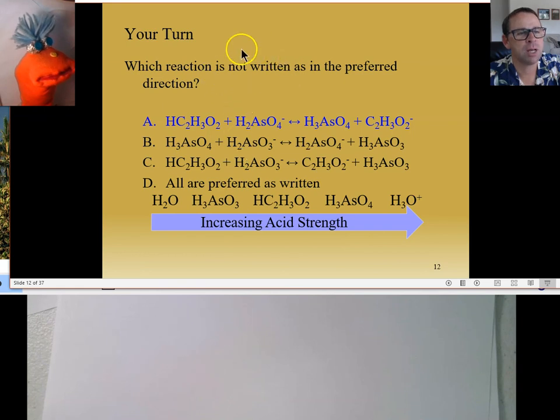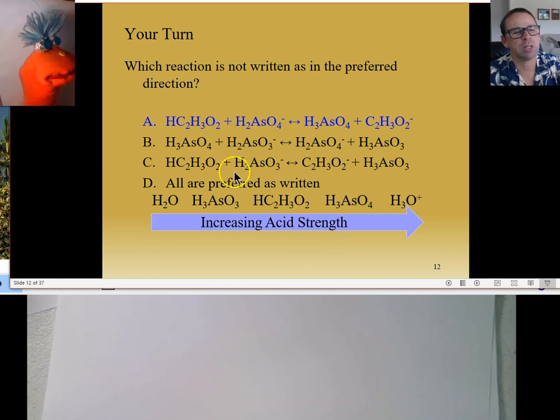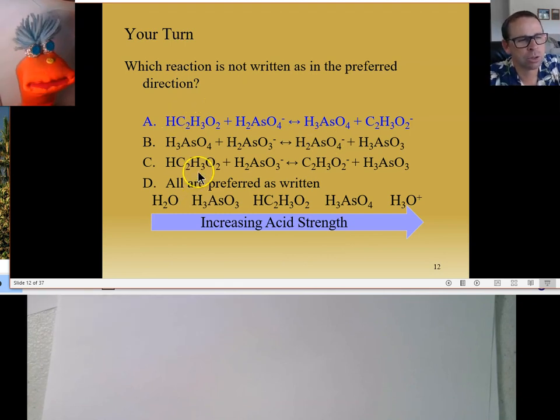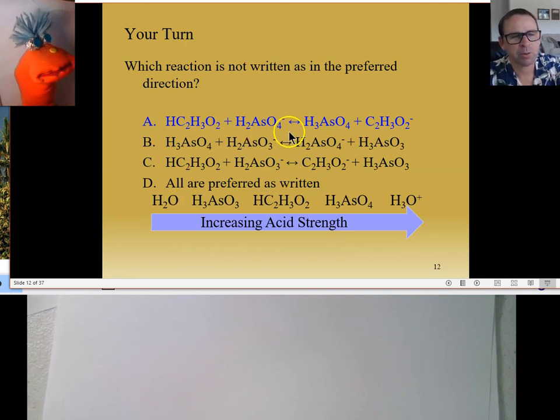Oh, we're looking for the one that's not written in the preferred direction. Yeah, you went too fast. Oh, sorry about that. Let's look at C then. This is acetic acid, and it is stronger, so it is in the right direction. Okay, very good. And then this would be all are in the right direction. All right, good.